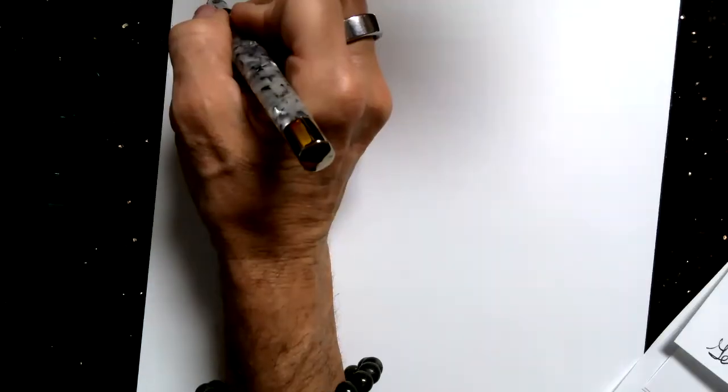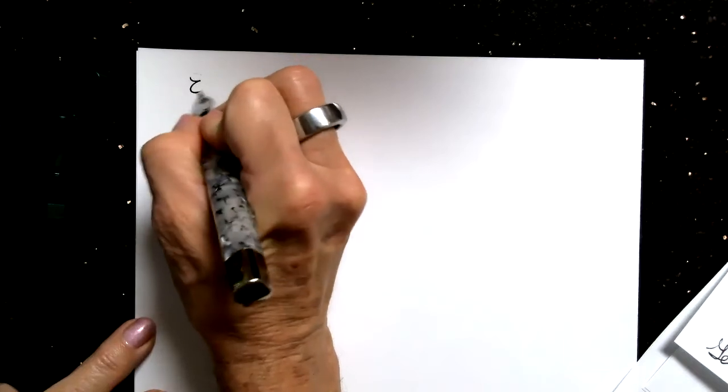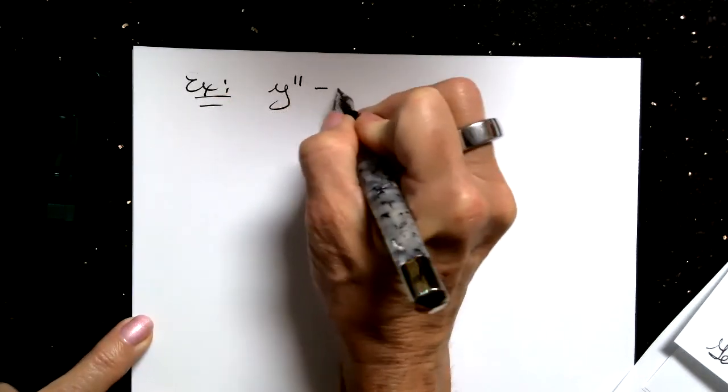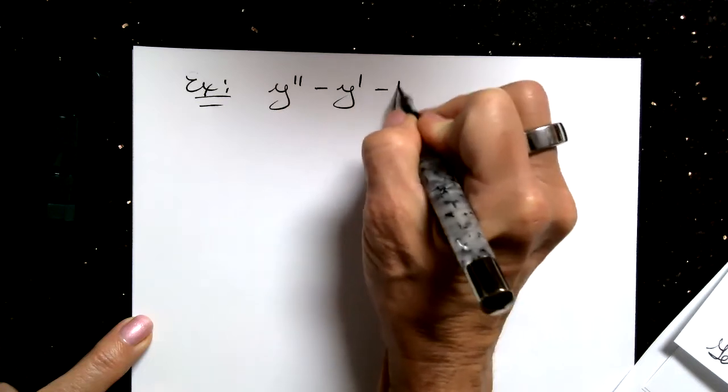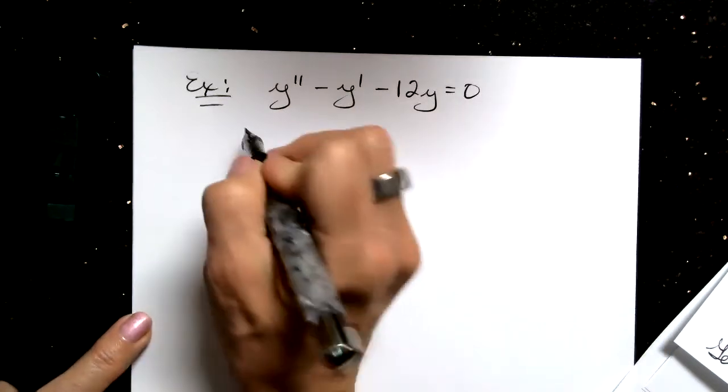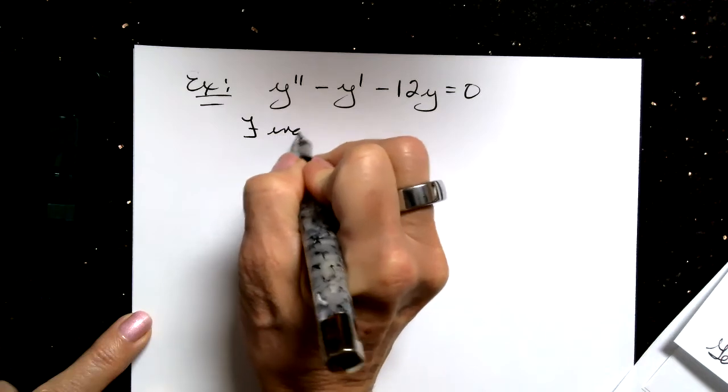Okay, so let's look at an example. So suppose we take y double prime minus y prime minus 12y equals 0. And we are asked to find the general solution.